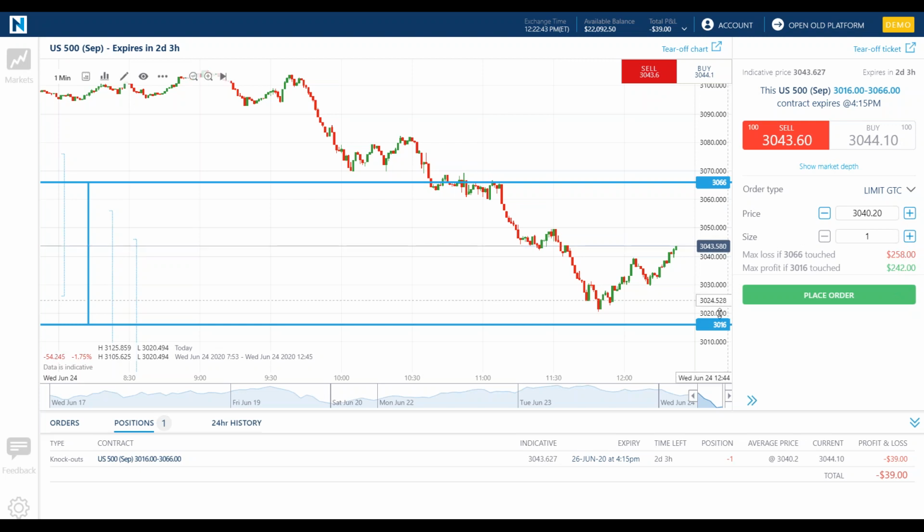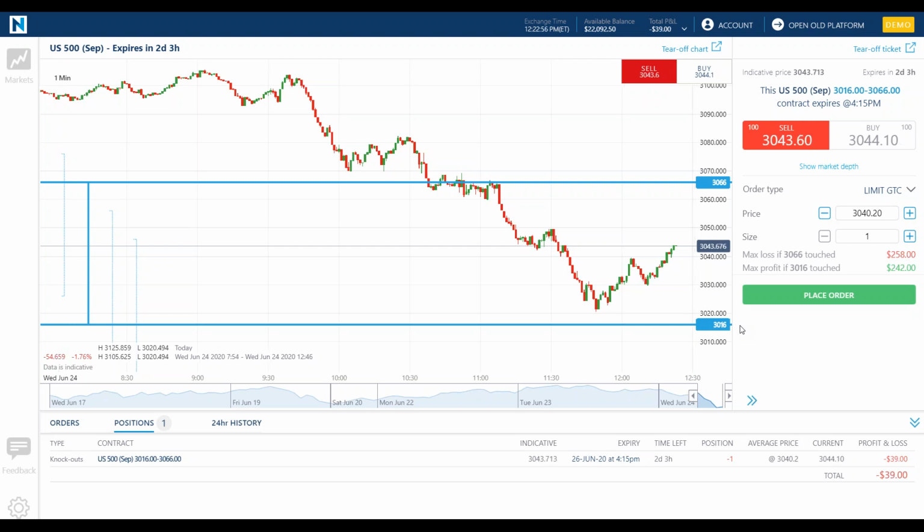If, however, it goes down and I was correct and it goes down to 3016, I would recognize maximum potential profit and I would get knocked out of the trade for a $242 profit. So in this particular instance, I'm trading the S&P 500, the price of the S&P 500, but I've got boundaries around it. I've got a stop loss to the upside since I sold. I got a profit goal to the downside since I sold.